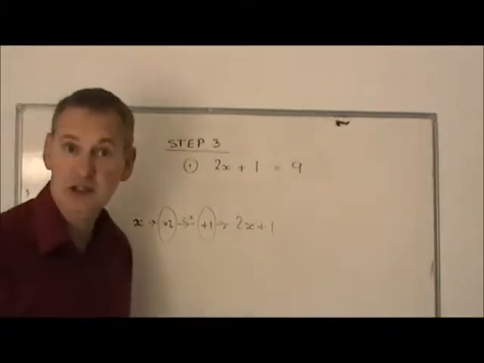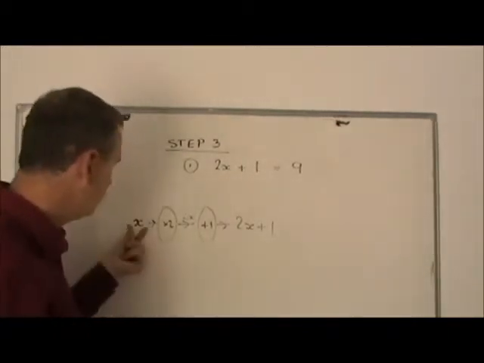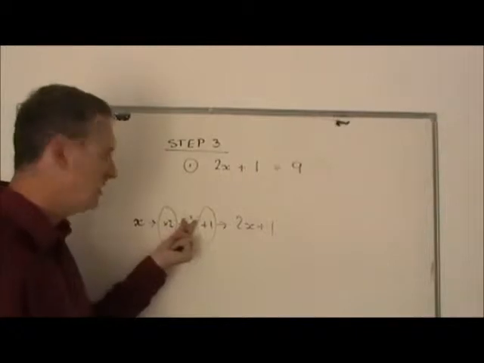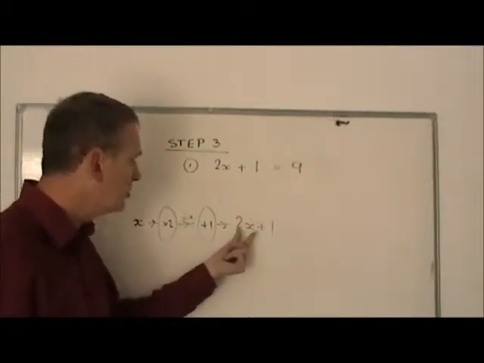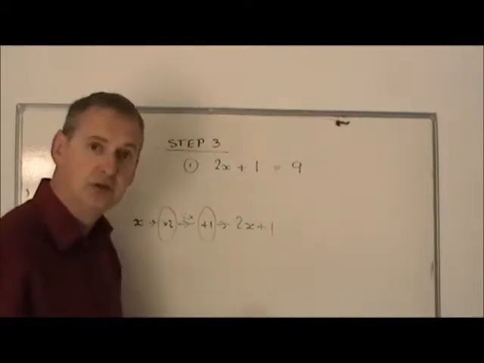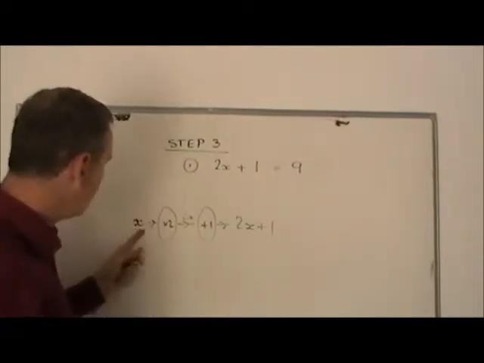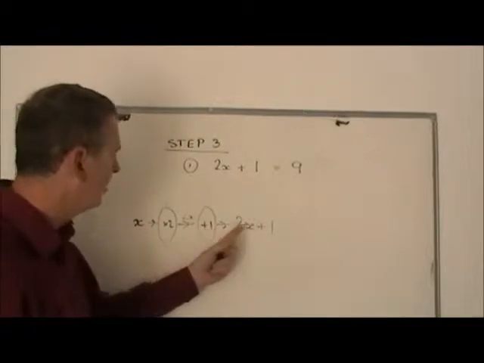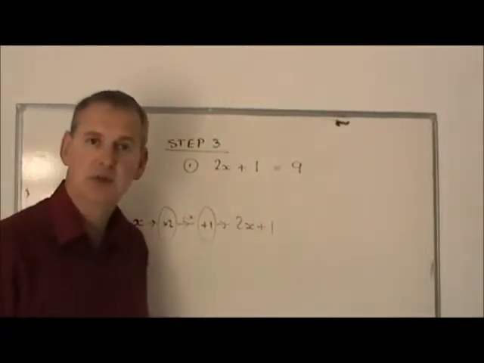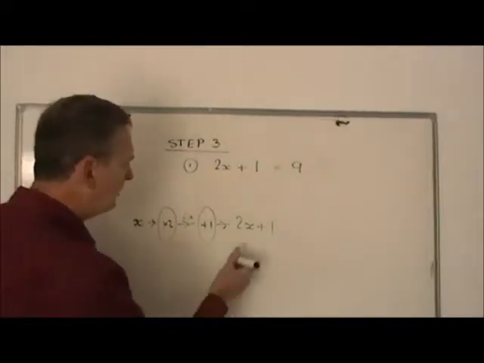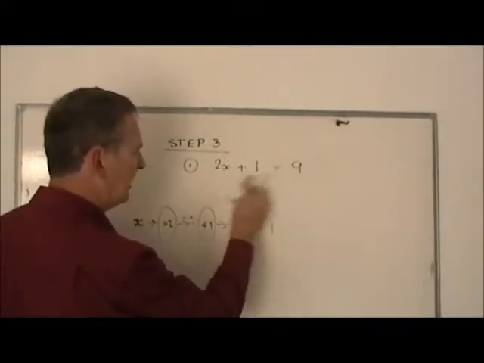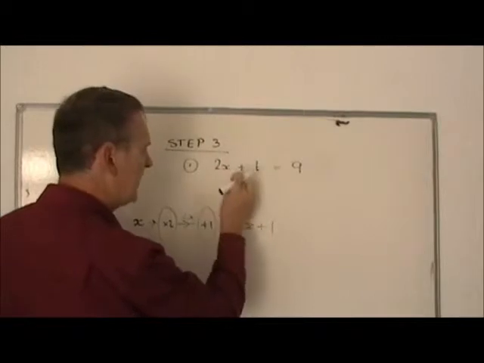Imagine you had £1 million, for example. Put in £1 million, times it by 2, you get £2 million. Add 1, you get £2,000,001. So if you've got x, times it by 2 and then add 1, you end up with 2x plus 1 as an algebraic expression coming out the end. Now what we've got in this equation on the left hand side is 2x plus 1.